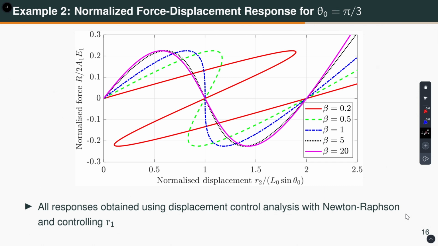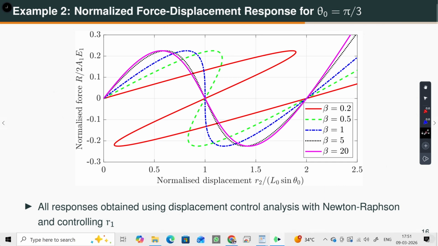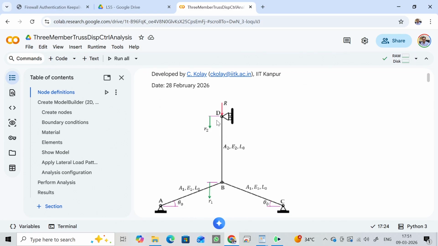Okay. So, now let me show you this in OpenSees. The example is already shared with you. So, this is the structure. Now, let me show you first where the reference load is applied.